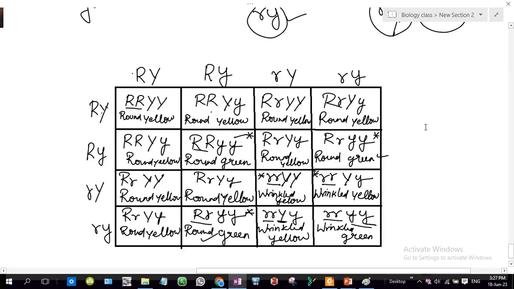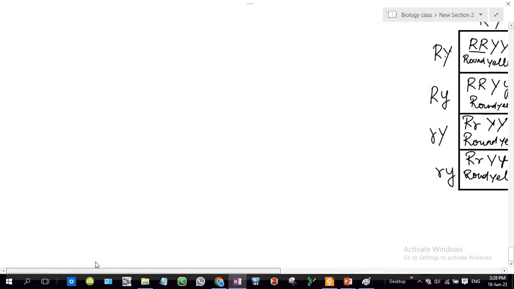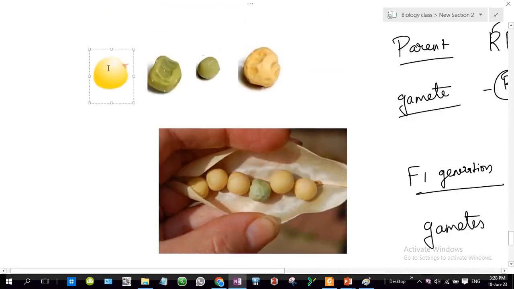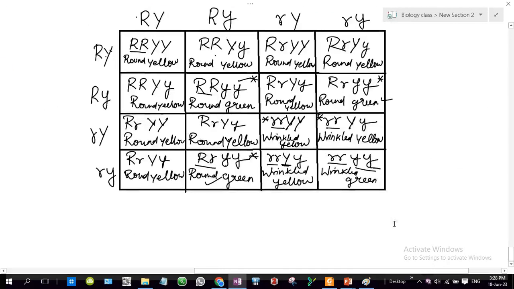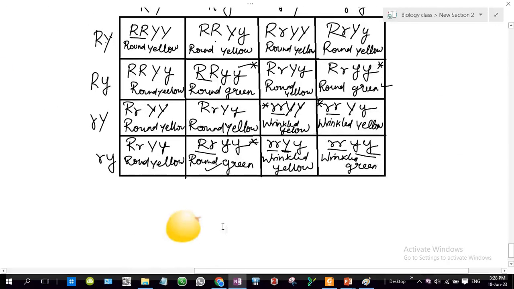Just tell me once again the proportion. Okay, so these are the ones. We'll just take it. Round yellow. So we write round yellow. Okay, how many round yellow do we have? So totally 9 round yellow. Alright, and look at the genotype variations. Capital R, capital R, capital Y, capital Y. Even if it is like this, it is round yellow. Capital R, capital R, capital Y and small y. Even if it is like this, it is round yellow.